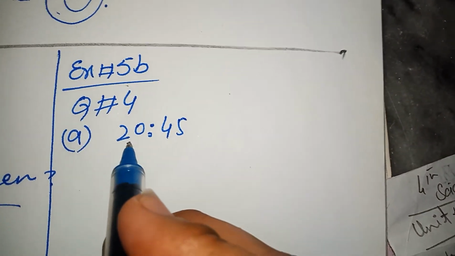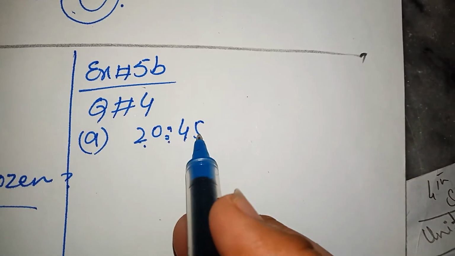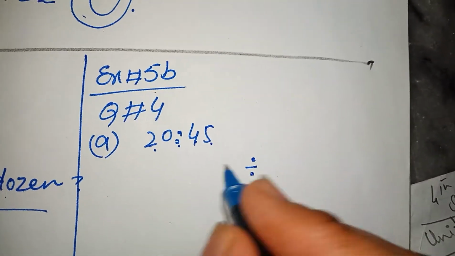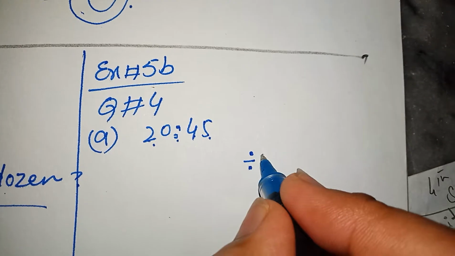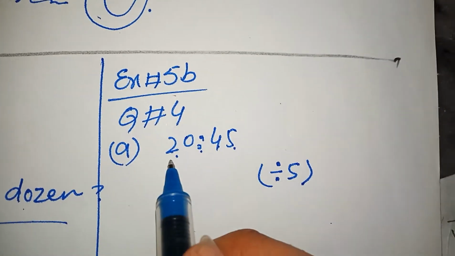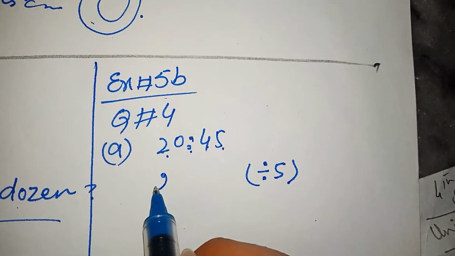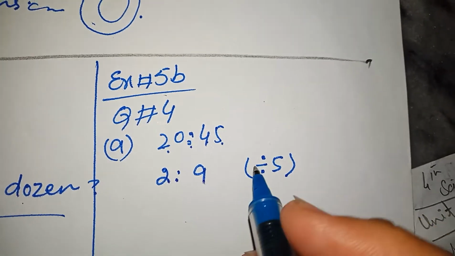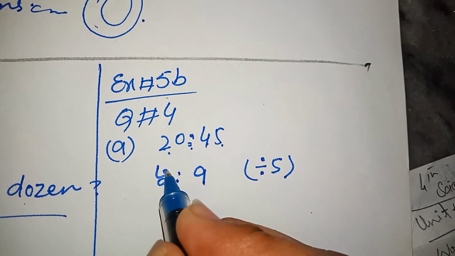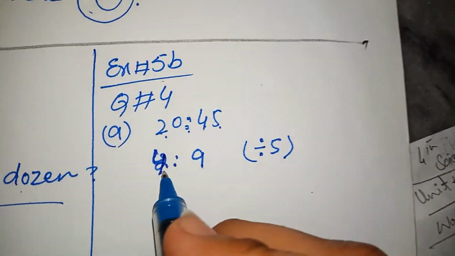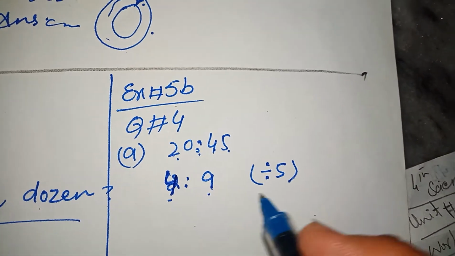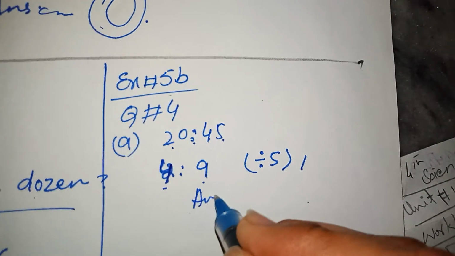The ratio is 20 to 45. By dividing, on which table can these two numbers be divided? These two can be divided by 5. Dividing by 5: 5 fours are 20, 5 nines are 45. So this is the smallest form of this ratio, and this is the answer.